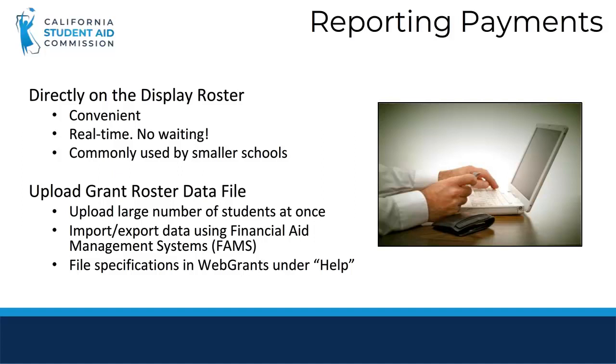The most common payment reporting process is the batch upload. Schools can report payments for large numbers of students all at once by creating a batch upload file. The file specifications are located in the Help link in Web Grants. Most schools that use this process have their financial aid management systems pre-programmed with our file specifications. This allows for a seamless process of exporting the data in the correct file format for uploading into Web Grants. It also allows for importing the resulting grant roster file after we process the upload over the weekend, which is available the following Monday morning.